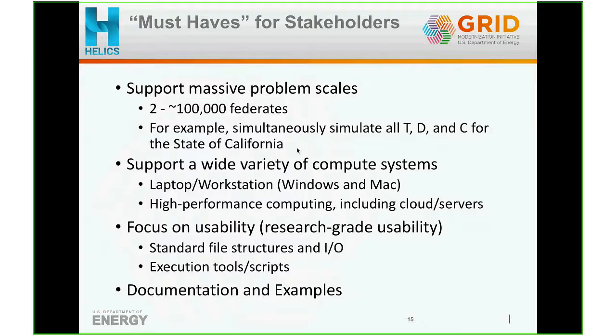We want something that, as I think a lot of people are doing today, can run on your laptop or perhaps a workstation, but also take advantage of high-performance computing architectures for these really large scales. And then the focus on usability, at least for research grade, so we can provide documentation. So these were the must-haves that were identified within this process.